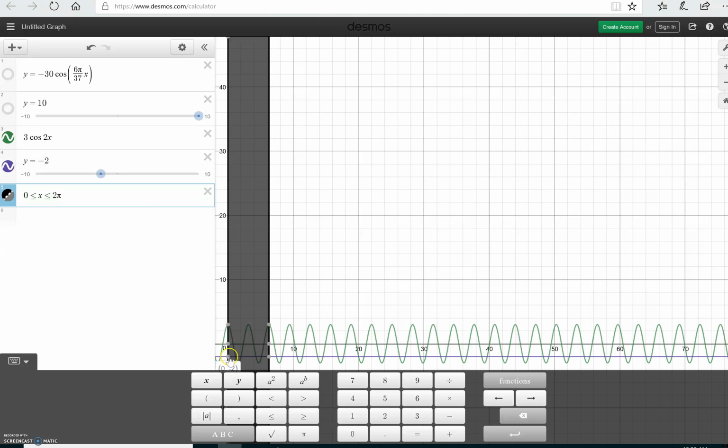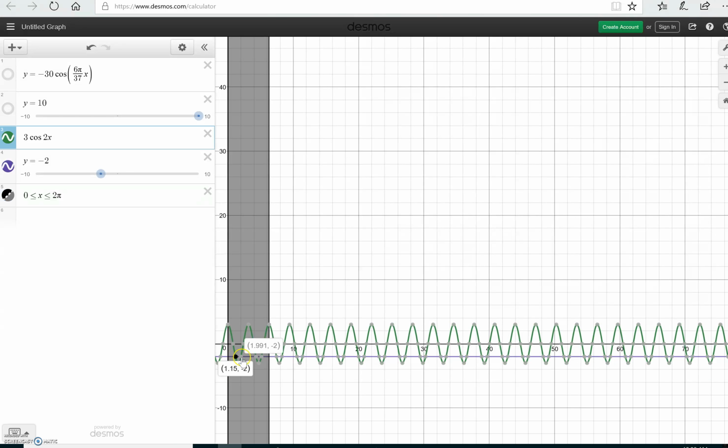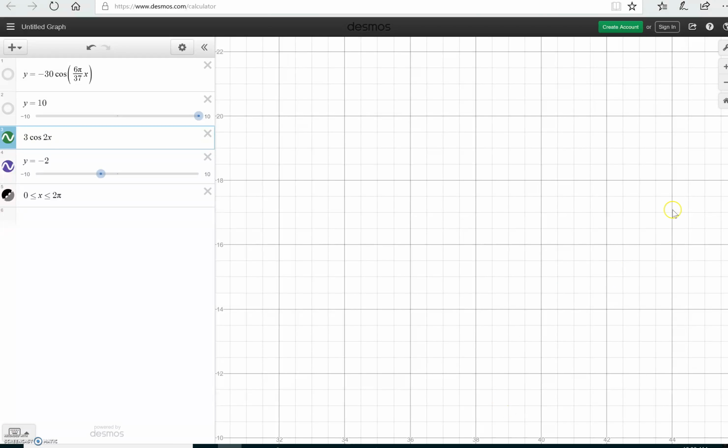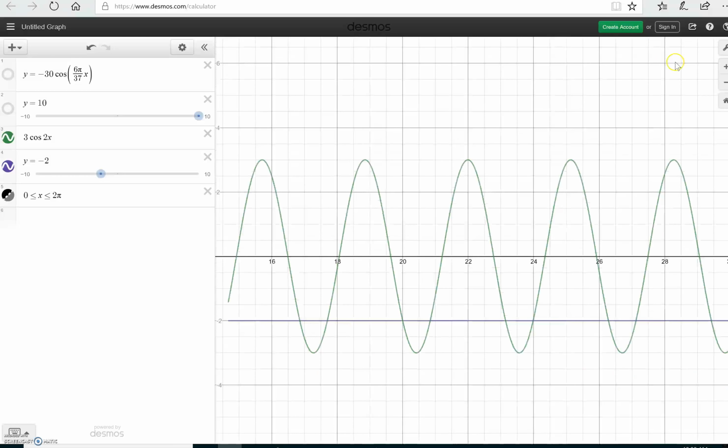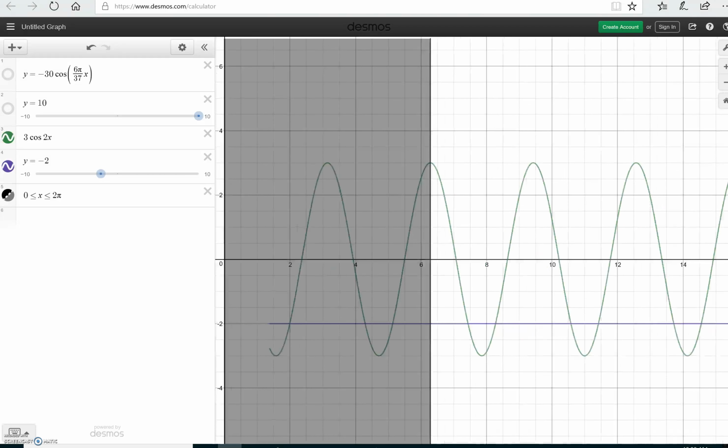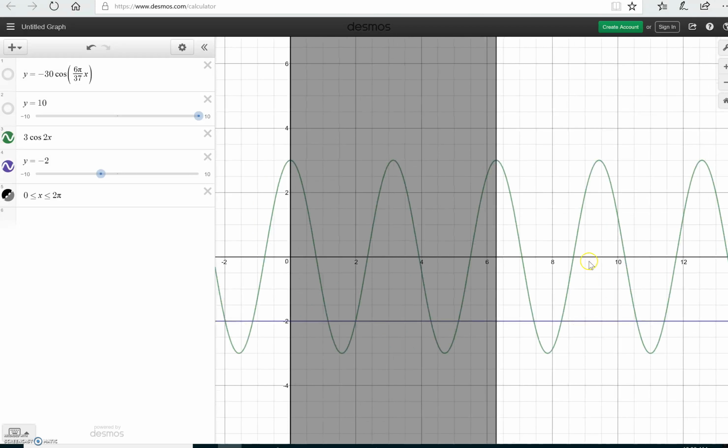So I want to know when it's negative 2. It looks like right here will be 1, 2, 3, 4. And I can zoom in and drag. Again, I can select my points just by clicking on where they meet, and it'll give me my values. So that's one way that we can do it, for now anyway.